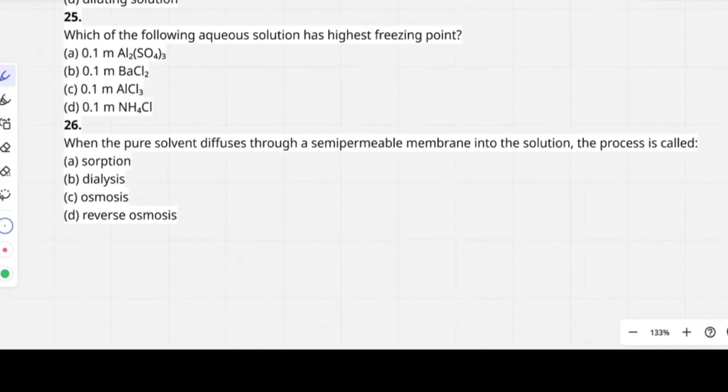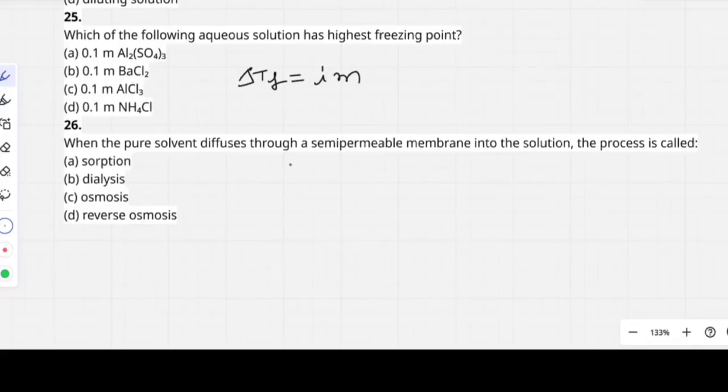Next, I will move to question number 25. Which of the following aqueous solutions has the highest freezing point? Already I explained in the previous question. See here, the lower the value of ΔTf, the higher will be the freezing point. So in all the 4 cases, we have to calculate the ΔTf. ΔTf depends on i into m. So here m means molarity, concentration.